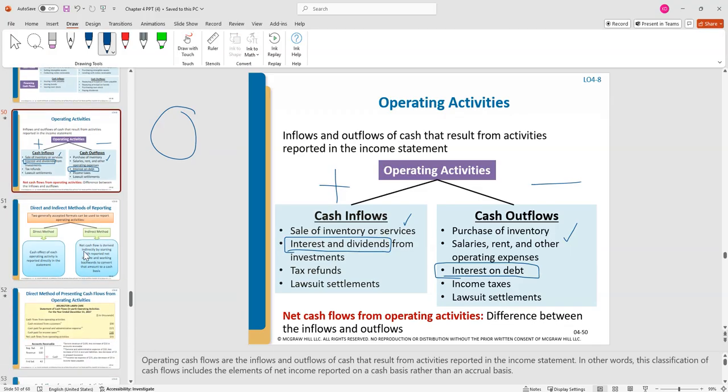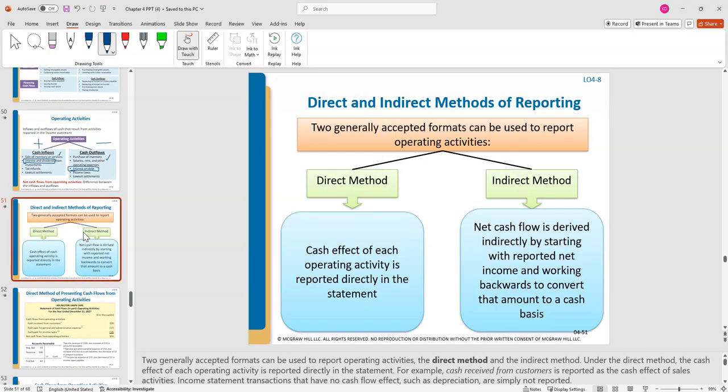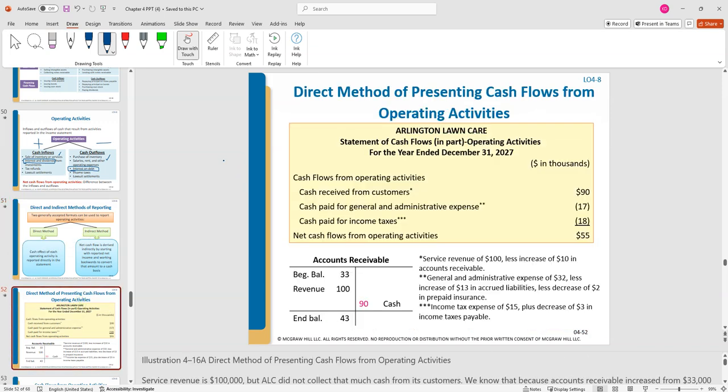We said there's two ways to get you there, the direct and indirect method. The direct method is exactly that. It's not that hard. You just look at all your transactions that were related to cash, which ones fit in that operating bucket, and then you just list them out. So we had some cash received from customers. That's a plus. We have cash paid for general and administrative. We had cash paid for taxes. You net them all together, and it gets you to 55.